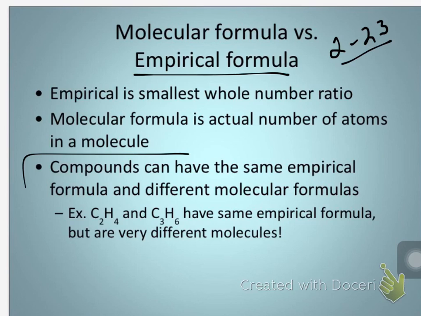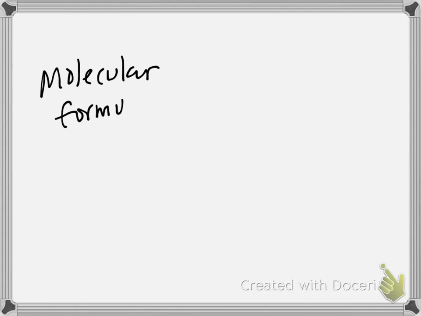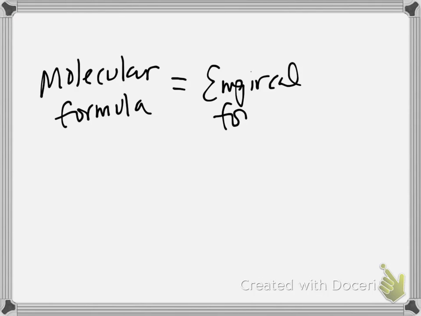So we talked about and demonstrated that you can have multiple compounds that have different molecular formulas but the same empirical formula. There's this multiplier effect. So if we look at the molecular formula, it's always equal to the empirical formula times some multiplier x. Okay?